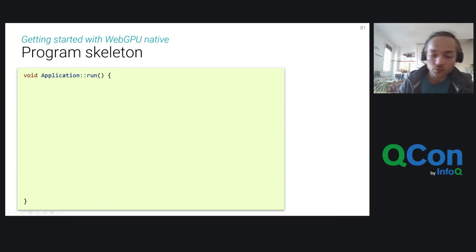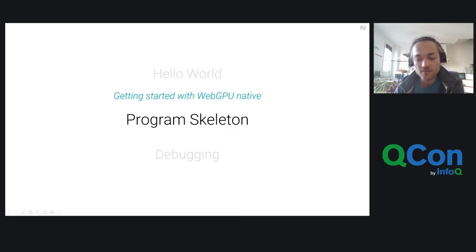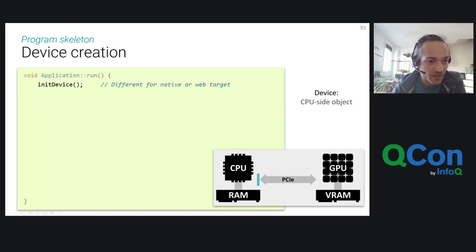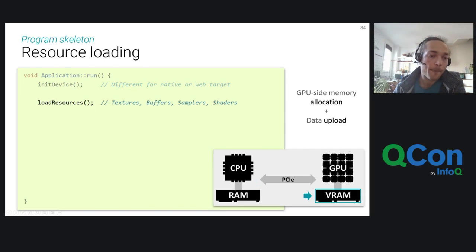So what will the application look like? There will first be the initialization of the device. I'm going to focus a bit on this afterwards. Then we typically load the resources. This is allocating memory and copying things from the CPU to the GPU memory. Textures, buffers, also shaders, which are programs executed on the GPU.